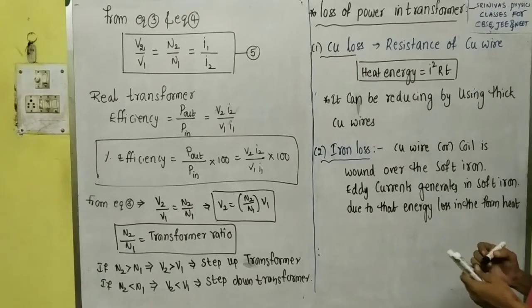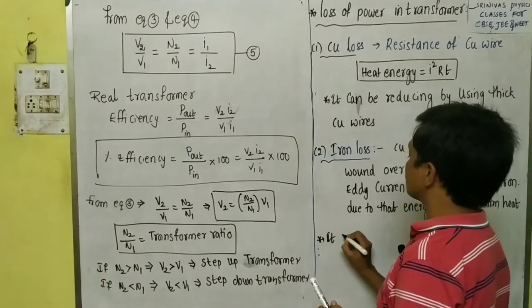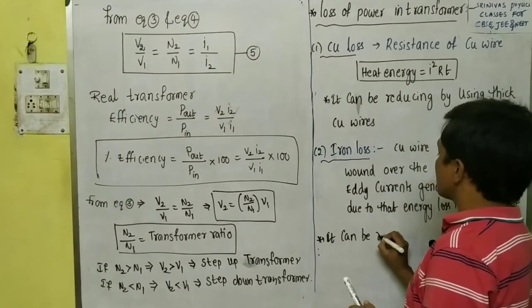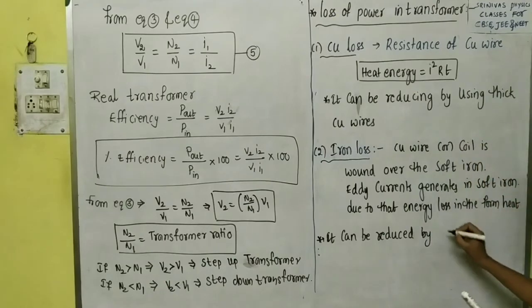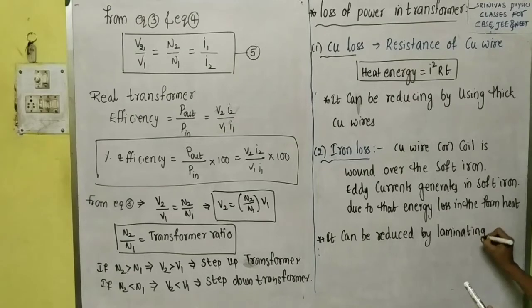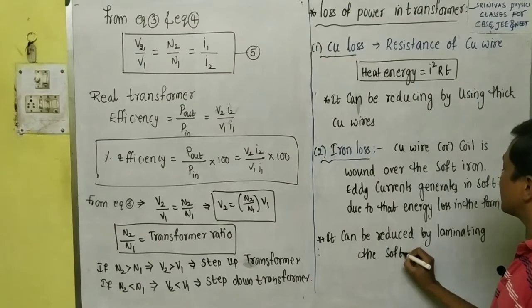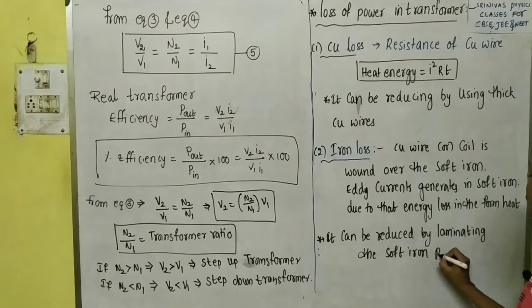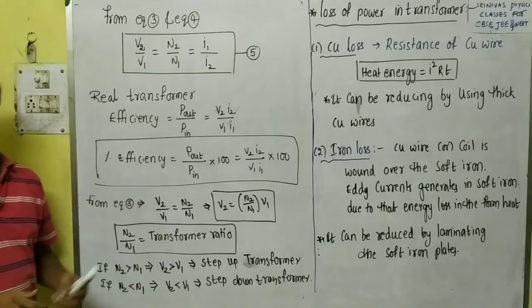How can it be reduced? It can be reduced by laminating the soft iron plates. That is, the core is laminated. Laminated means it is coated with some paint. This is the second one.